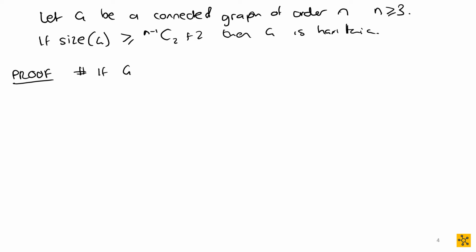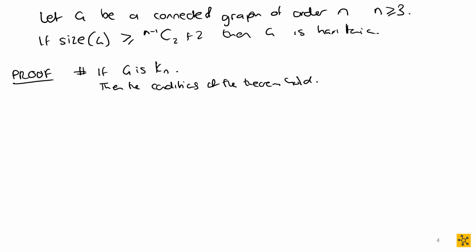If G is complete, then the conditions of the theorem hold. In other words, the size of G is greater than or equal to n minus 1 C2 plus 2. What exactly is n minus 1 C2 plus 2? Well, you can think of it as, when you have a complete graph, you have nC2 is greater than or equal to n minus 1 C2 plus 2.